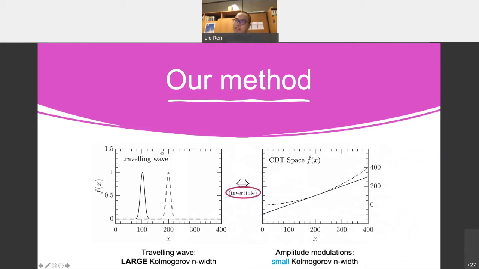So we take the idea of this method and apply it to traveling wave problems. Again, I show a brief video here. On the left, you can see a very simple traveling wave in 1D. And on the right, it's the traveling wave in CDT space. CDT is short for cumulative distribution transform. In the physical space, the traveling wave has a very large Kolmogorov n-width. But in the CDT space, it's not a traveling wave anymore, but becomes amplitude modulations. As a result, the Kolmogorov n-width becomes very small.